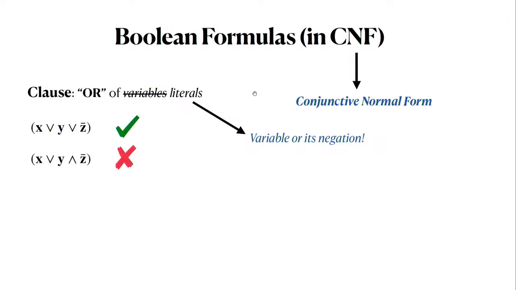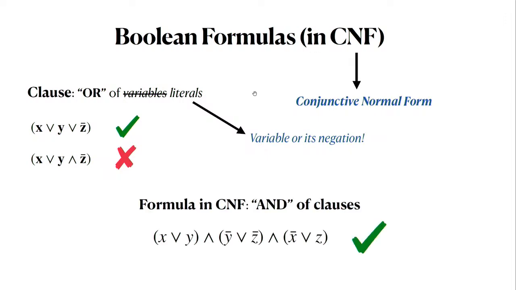So (x or y or z bar) is a clause, but if I say x or y and z bar, this is not a clause. A formula is in CNF if I have an AND of clauses. So x or y, y bar or z bar, x bar or z. These are three clauses, and I have an AND of these three, so this is just a basic Boolean formula in CNF. So given a formula, what am I interested in?